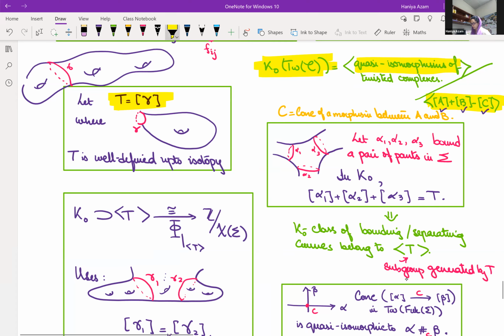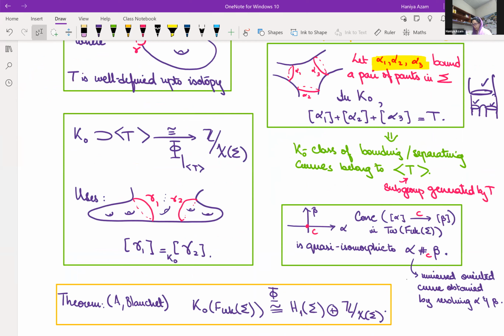If we consider alpha 1, alpha 2, alpha 3, which bound a pair of bands, so this is common terminology. You have this curve over here, and then you have bands. You have two curves here. Okay, so these are three curves that bound a pair of bands. In K0, in the Grothendieck group, their classes add up to T, which basically just means that at the level of the Grothendieck group, the class of bounding or separating curves belongs to this subgroup that's generated by T.